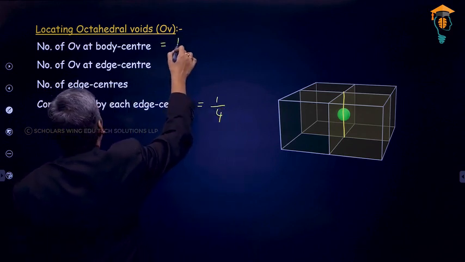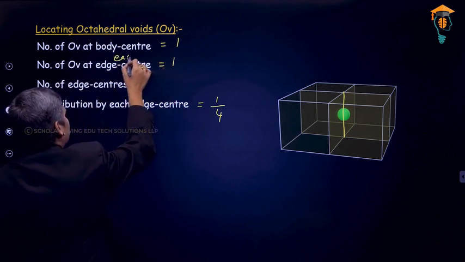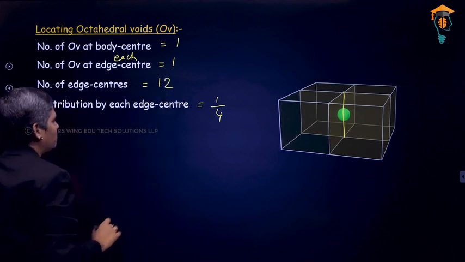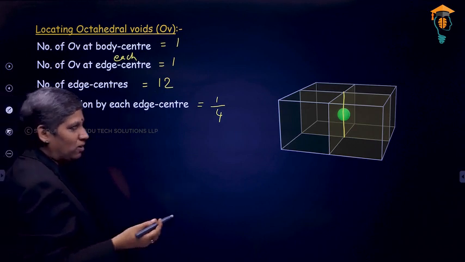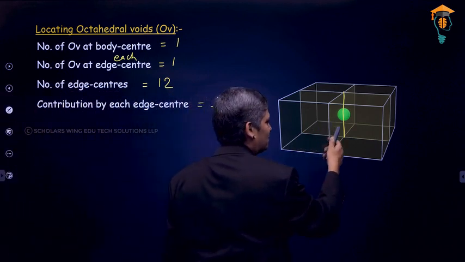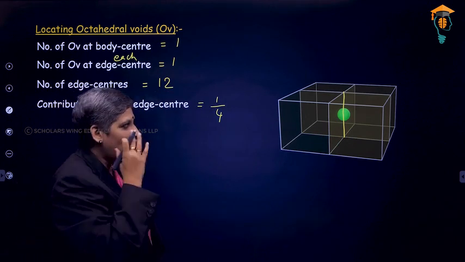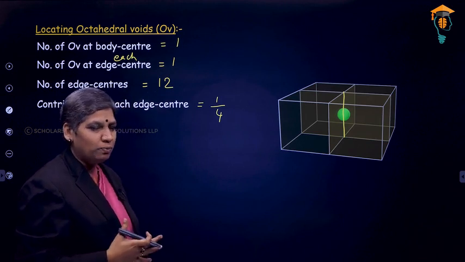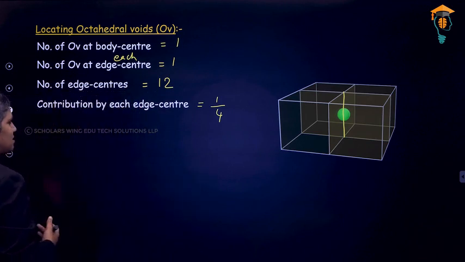So here we got 1. Here also we got 1 at each edge center. Number of edge centers is 12. Once again, I'm writing for you. Now, the contribution made by each edge center should be 1 by 4, because one particle is shared by 4 cubes. Therefore, how much of that particle belongs to one cube? That will be obviously 1/4. Okay, very good. Let's proceed.